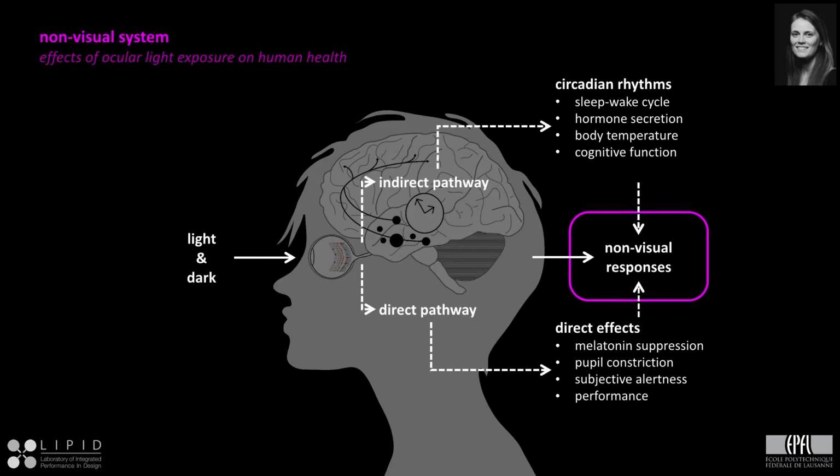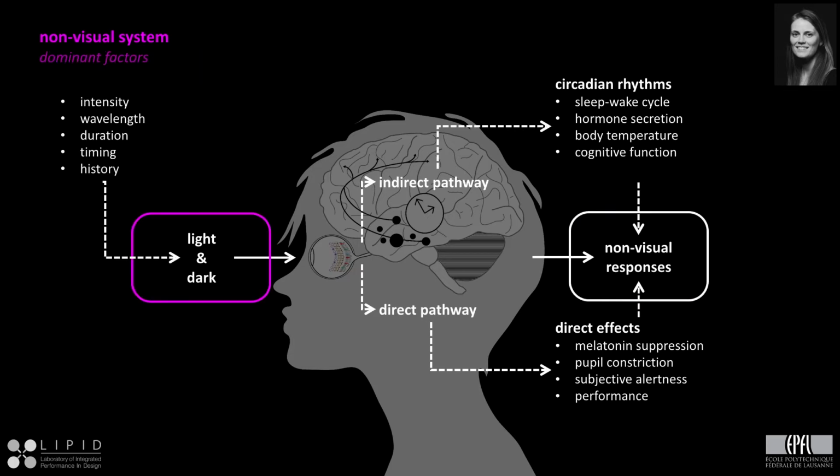When we look at this a little closer, we realize that there are basically 5 factors that are really dominant in describing this non-visual system, and what makes them interesting but a little difficult is that they are very different from the visual system. These are intensity, the amount of light; wavelength, color; duration, how long we are exposed; timing, at what time; and history, so what you were exposed to before.